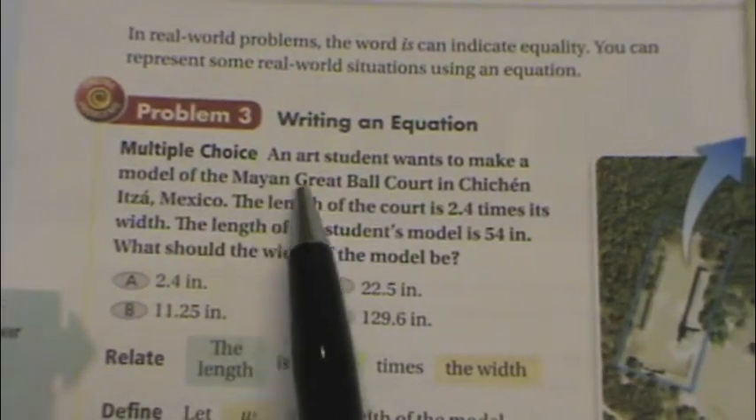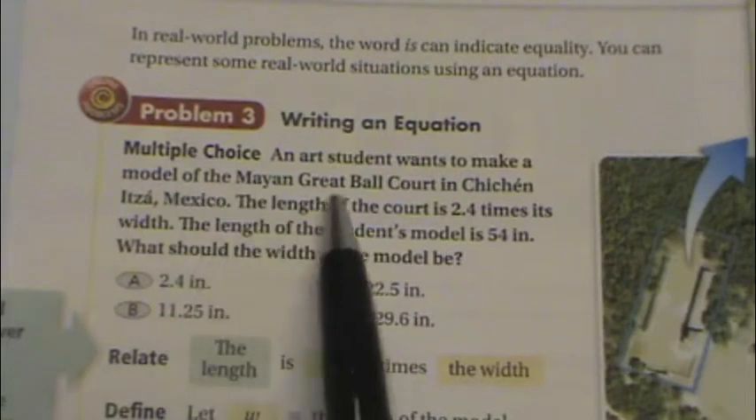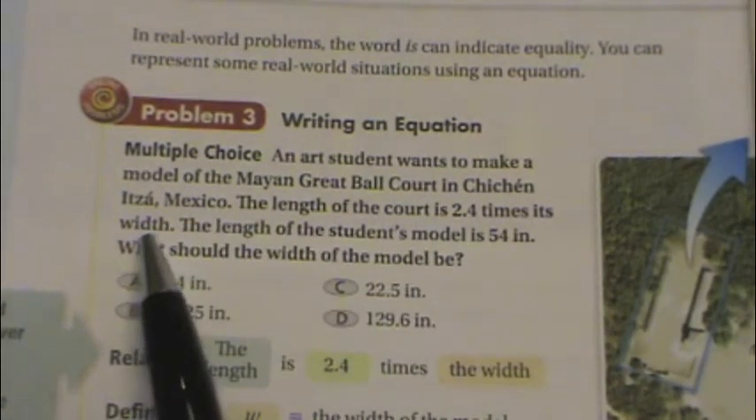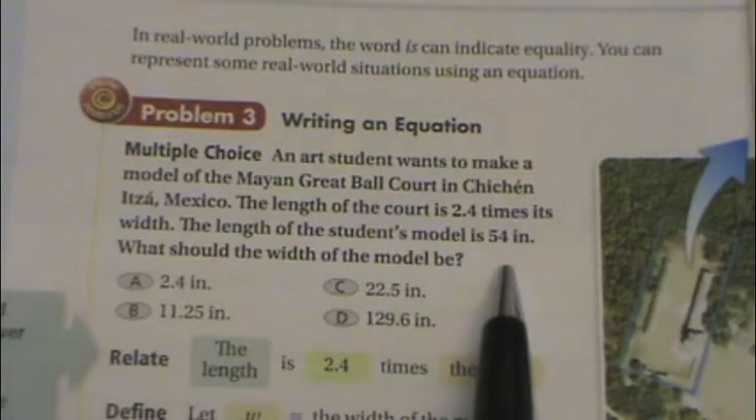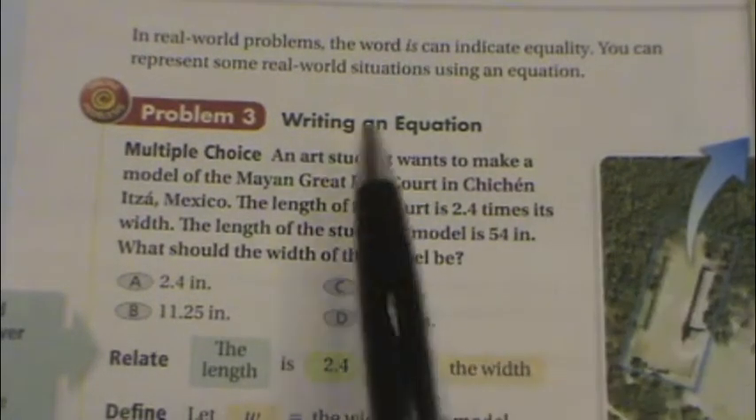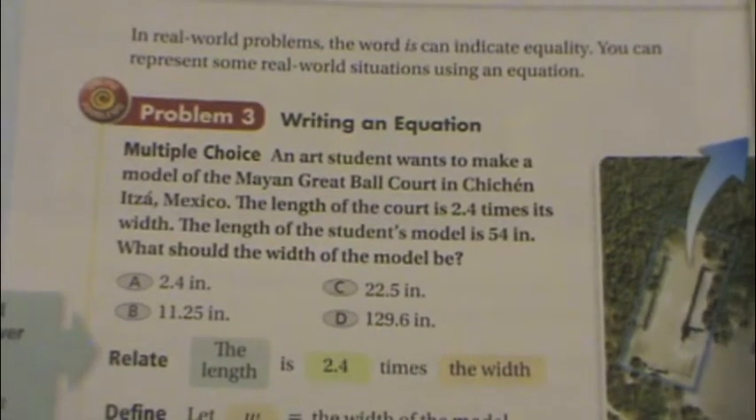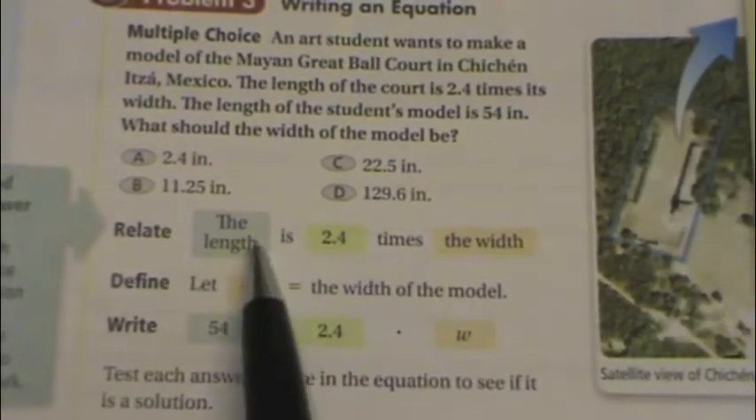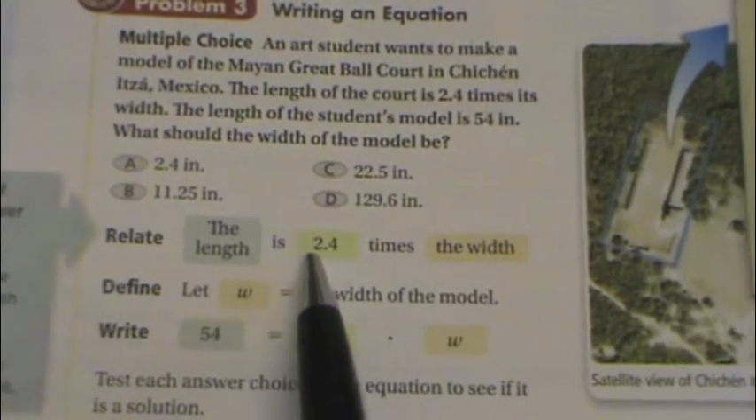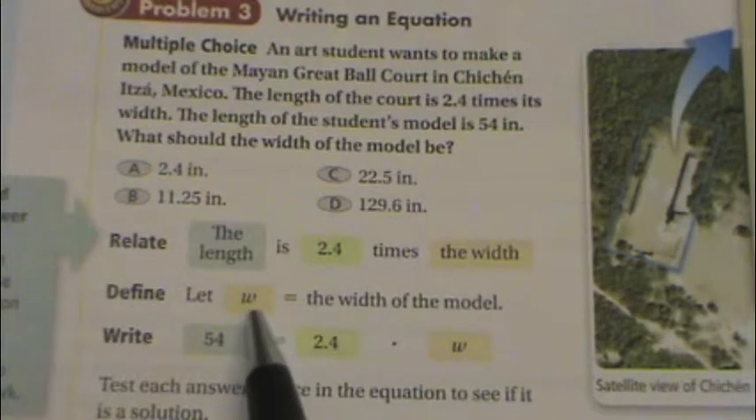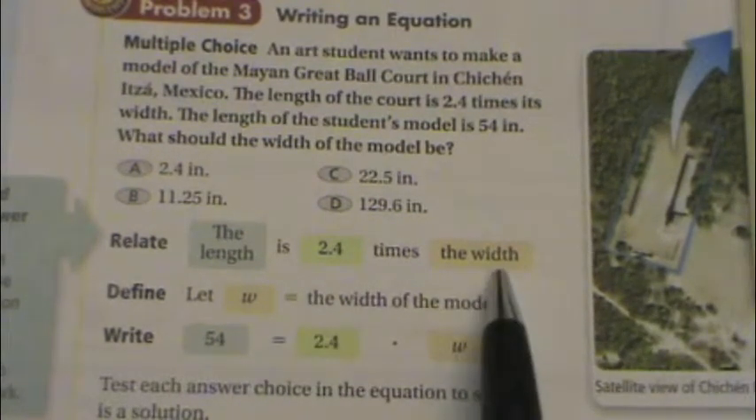A student is trying to make a model of a ball court. The length of the court is 2.4 times the width. The length of the model is 54 inches. So first, we're going to turn this into an equation. The first step is down here with these rectangles. The length is 2.4 times the width. They're using the variable w for width.